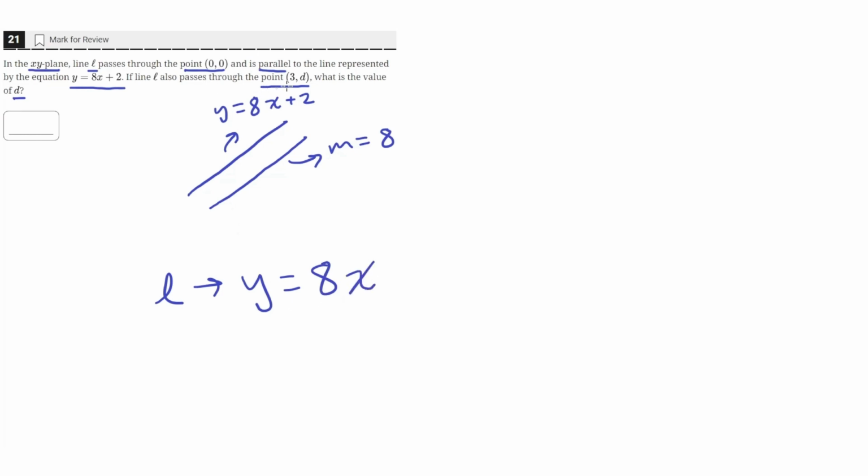And using that, we can just find the value of D when x is equal to 3. So when we plug in x is equal to 3, we just get that y equals 24, which means that D equals 24, since D is the value of y when x equals 3. So we can just plug that into our equation for L. So the answer is 24.